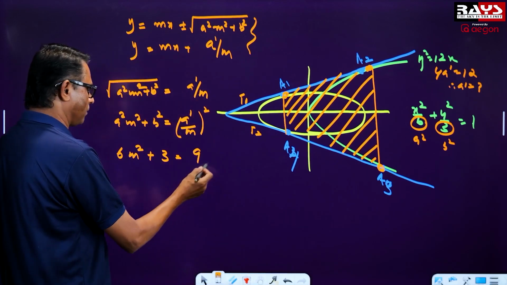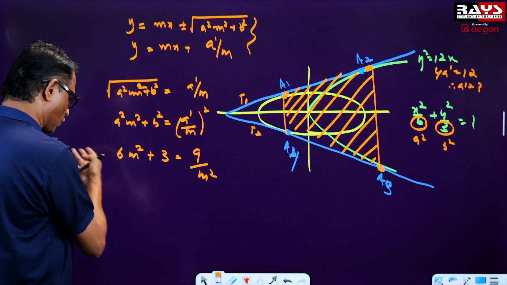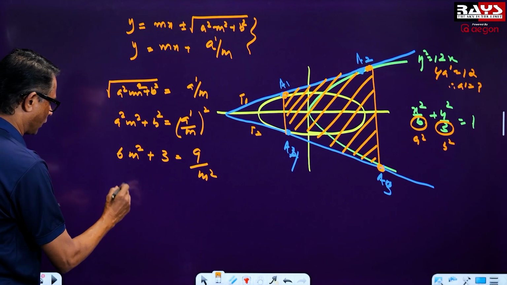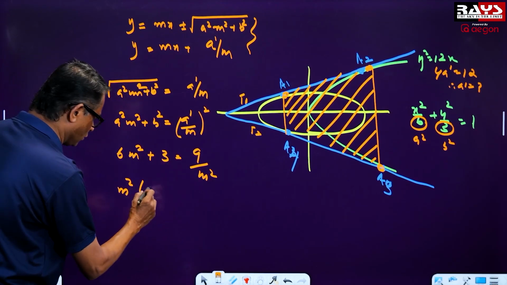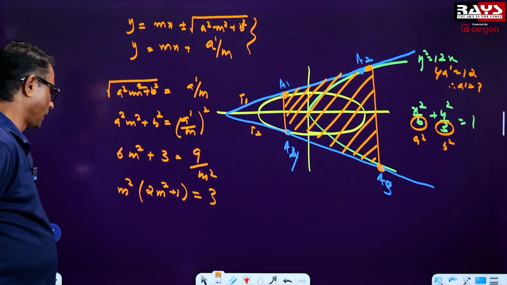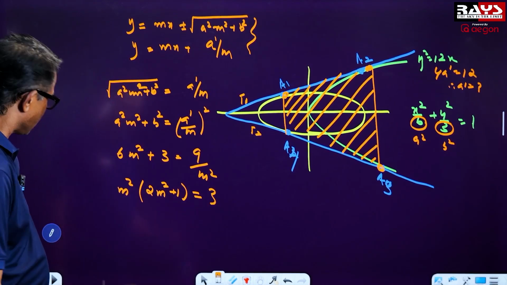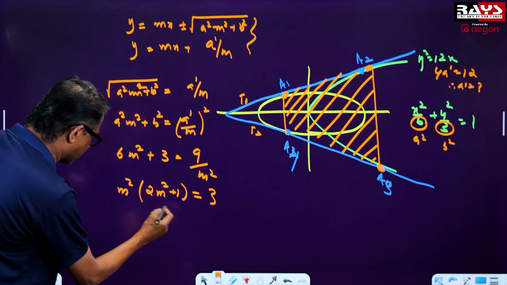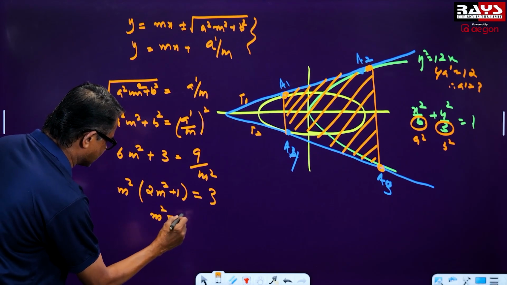We can write it as 9 by m square. Okay, you cross multiply m square into, and you can cancel a 3 also. So 2m square plus 1 is equal to 3. Okay, 2m square plus 1 equal to 3. So by trial and error from here itself, we can see that m square is equal to 1.